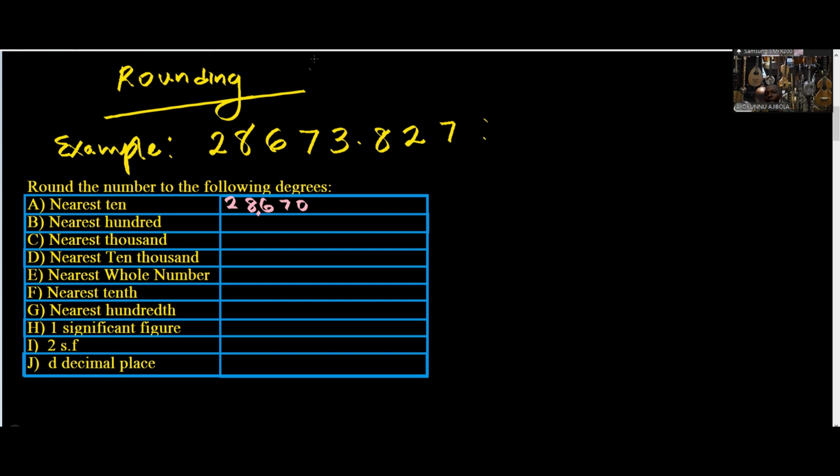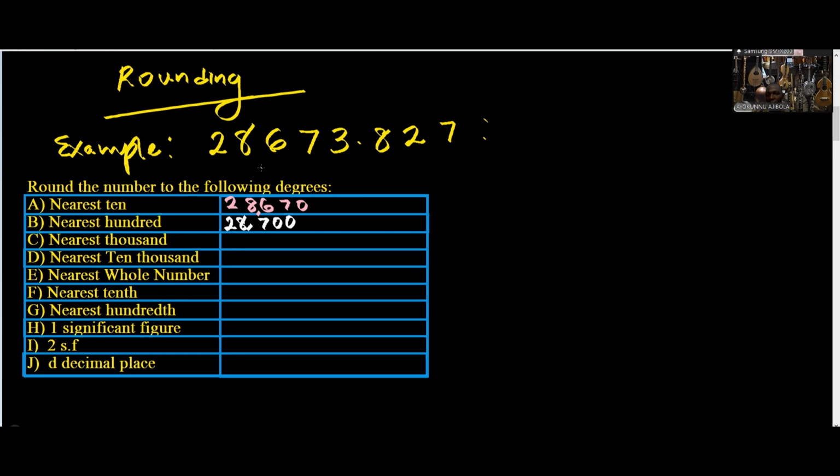Then to the nearest 100, we stop on the 100. This is 673, okay? So we stop on 6. When we stop on 6, the number behind 6 is greater than 5. 5 and above can turn this to the next digit, which will be 7. So to the nearest 100, this is going to become 28,700. And again, there's no need for any of the points.